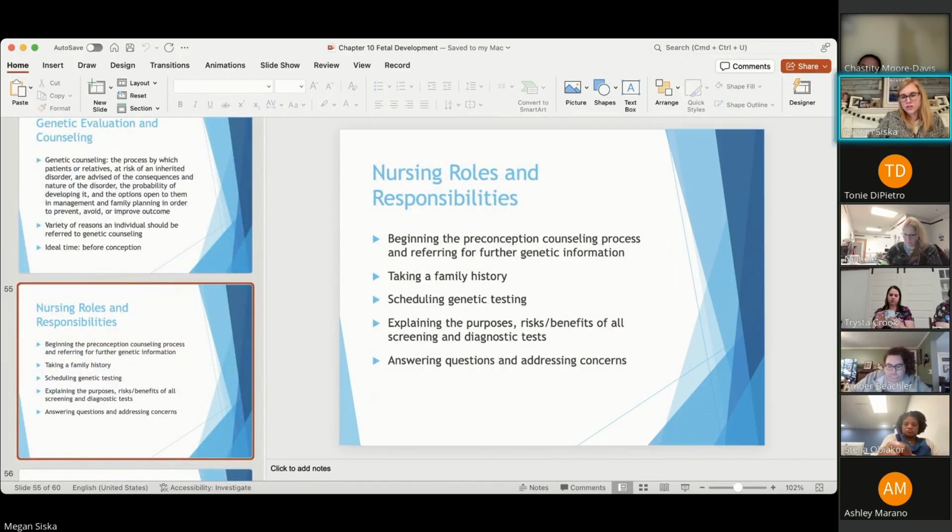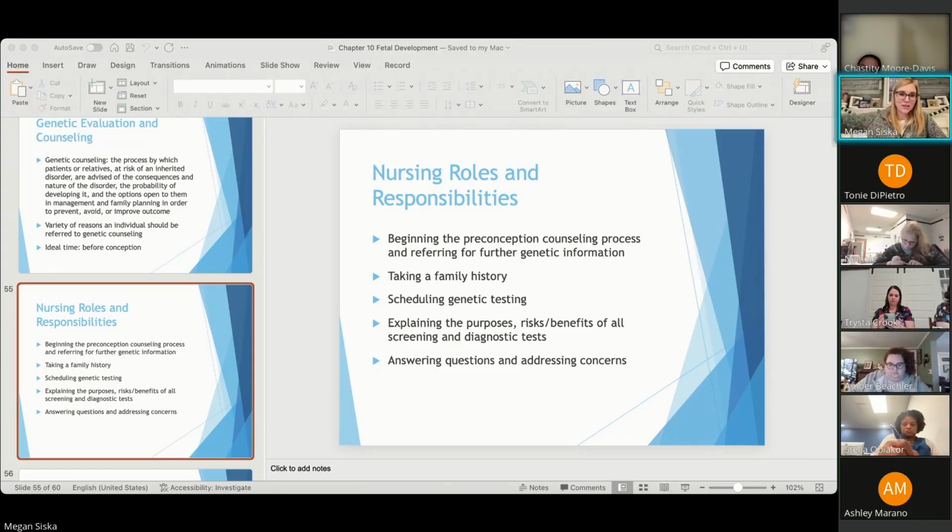So, our nursing roles and responsibilities. If we are going to do genetic counseling, it's always going to be best to do it prior to conception. Finding out what genes that person has and could pass on would be good to know ahead of time, because once you've already conceived that baby, there's nothing that we can do to change their genetic makeup.